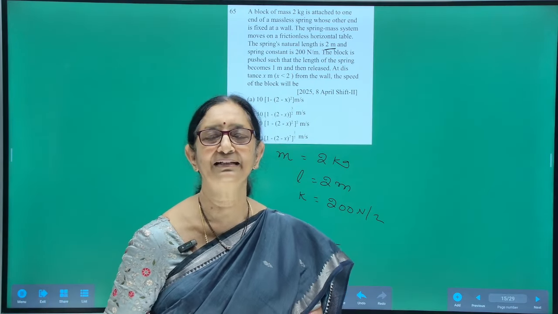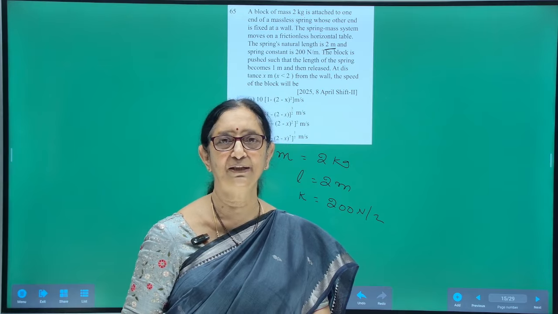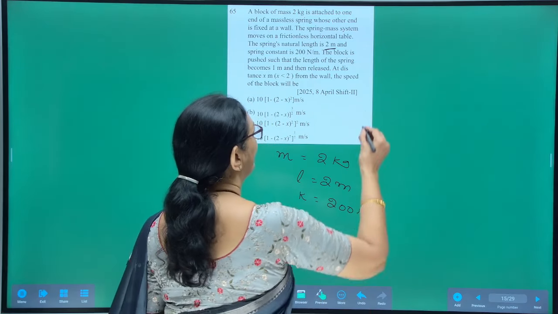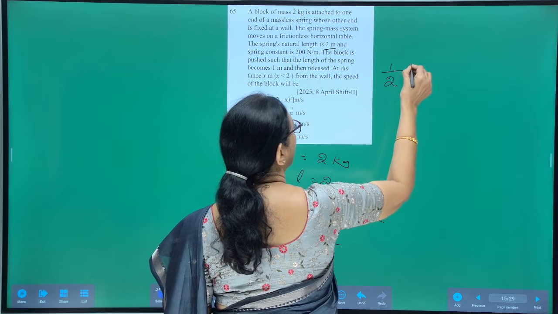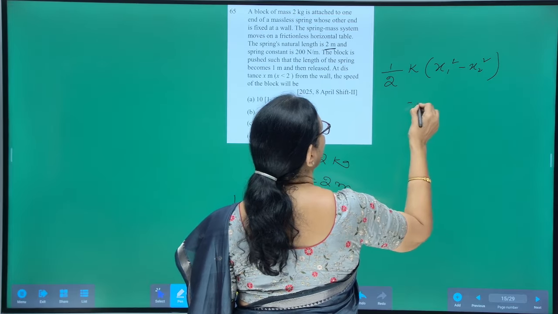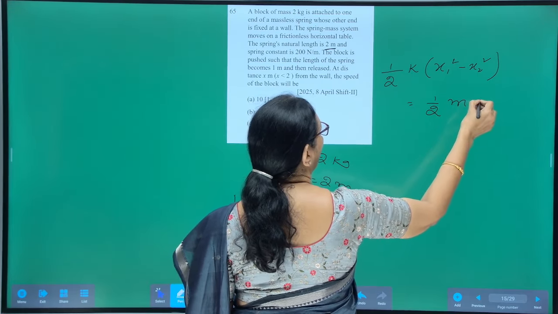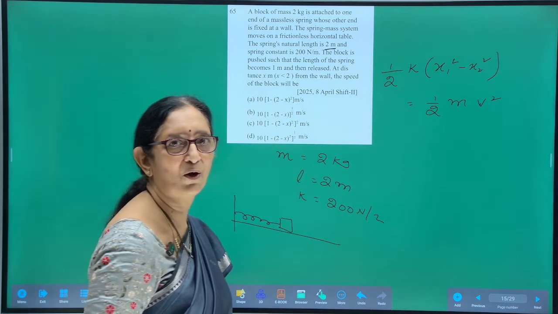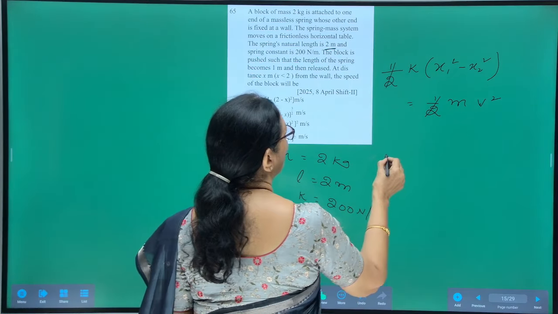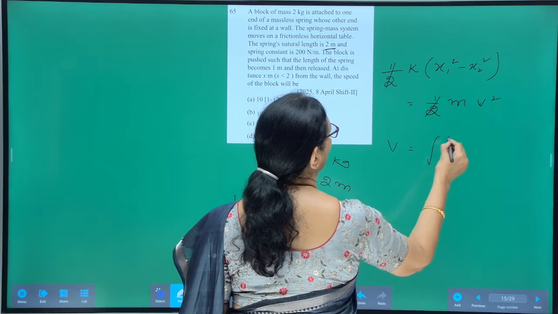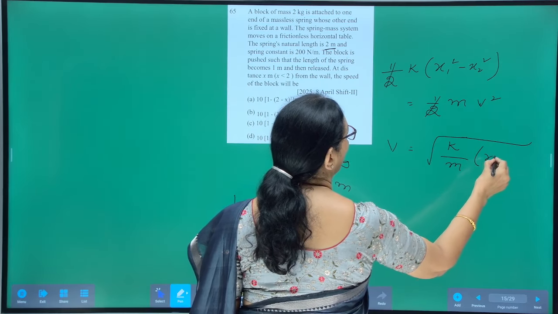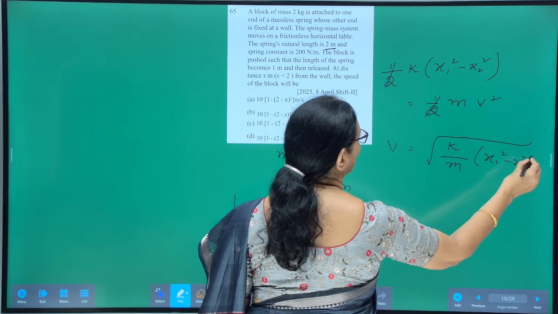So, the gain in kinetic energy of the block is the loss in the potential energy of the compressed spring. So, lost potential energy is half k into x1 square minus x2 square, that is equal to half m into v square, because initially the block is at rest. So, here half and half get cancelled. So, v is equal to square root of k by m into x1 square minus x2 square.